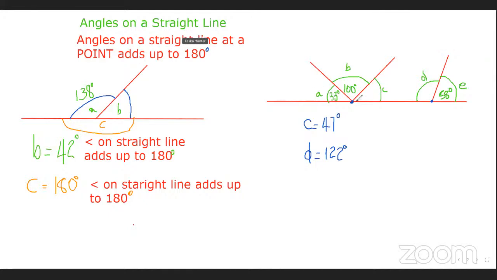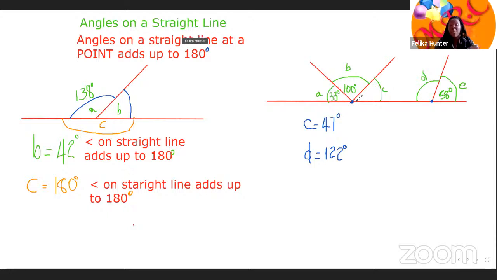So angles on a straight line at a point add up to 180 degrees. A line is formed by points. It's points connecting to points, connecting to points, and that's how you get a line. So you have so many points on a line. But oftentimes a question will come with just the angles coming from 1 point. Everybody get that?